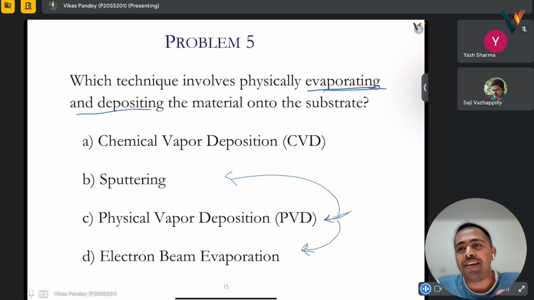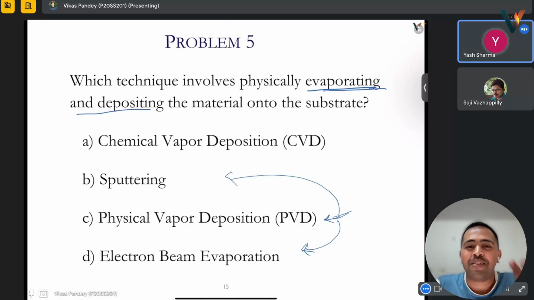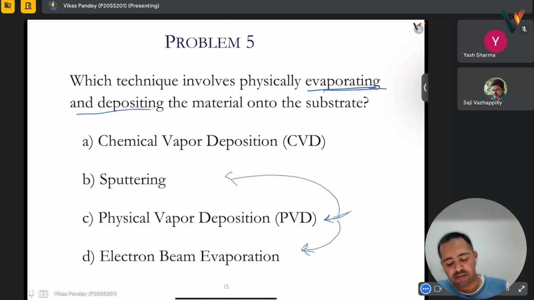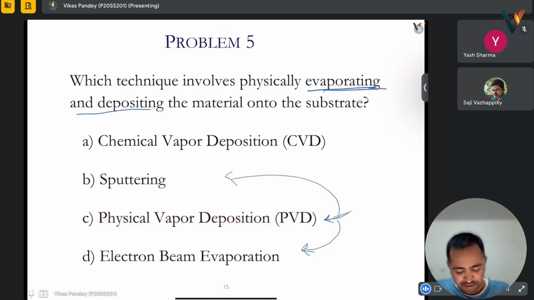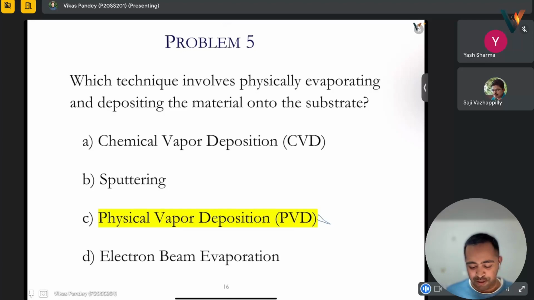So PVD will be a partially correct answer. It will be electron beam evaporation or thermal evaporation. That is part of PVD. Fine. So we must know the difference. Okay, I have marked this one wrong. It is this one. By mistake, I have marked. Right? It is electron beam evaporation, not PVD. Okay, I'll correct this.